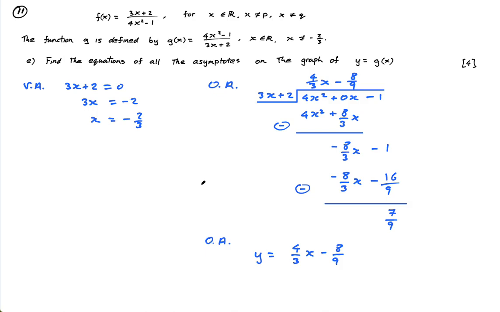So when it says find all the equations, or find the equations of all the asymptotes, these are your two answers. Your x equals minus 2 over 3, that's your vertical asymptote, and your y equals 4 over 3x minus 8 over 9, that is your oblique asymptote.